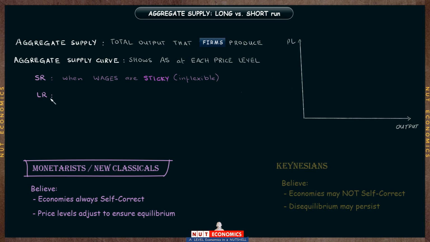Now, by the same logic, the long run can be defined as that time period after which all the prices, including the wages, become unstuck and they adjust and change in line with the changing price levels in the economy.